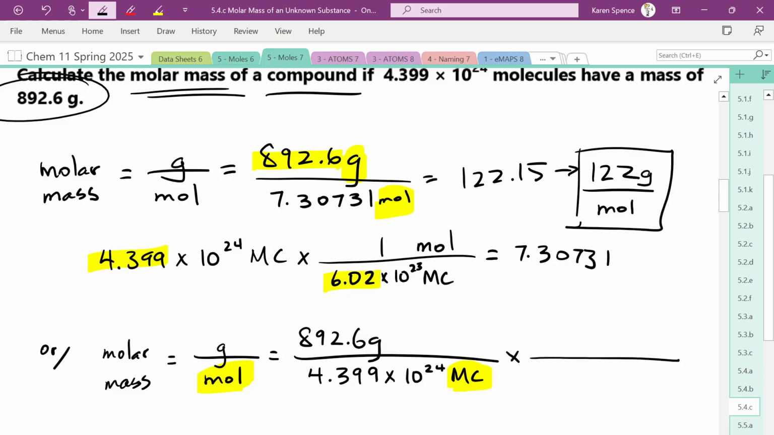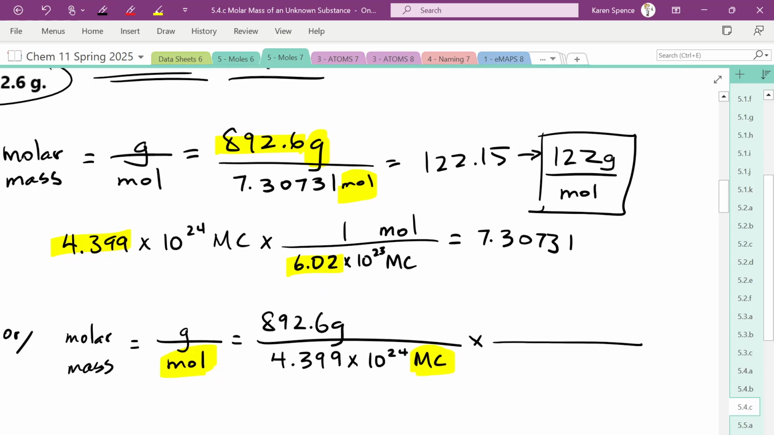Where would I have to put molecules in order to convert? Do the molecules go on the top or the bottom of that conversion factor? They have to go on the top. So there go our molecules. And then we want those to cancel, and we want moles to be on the bottom. So moles go on the bottom. 6.02 times 10 to the 23 molecules per 1 mole. And that gives us 122 grams per mole. Same thing.